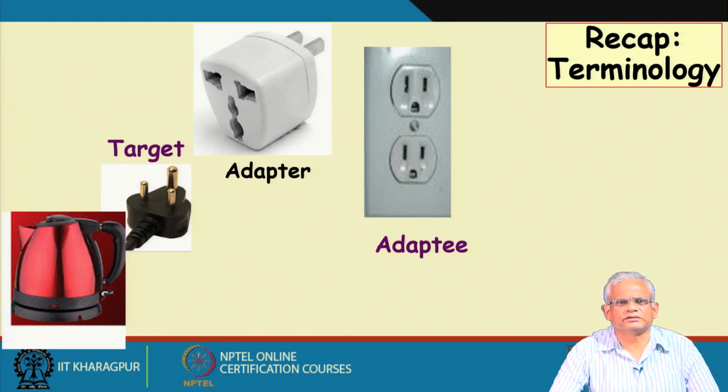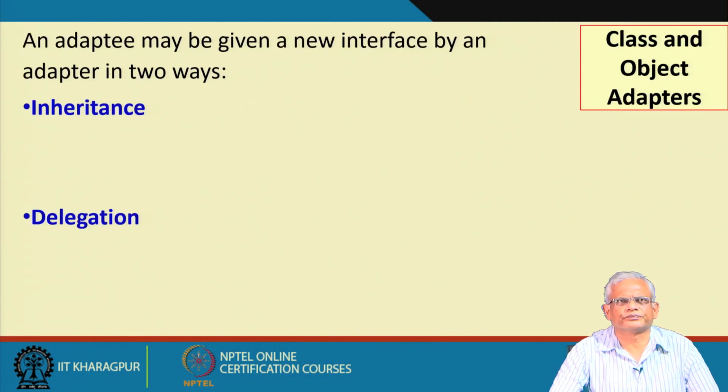Now, with this knowledge, let us look at the exact working of the adapter pattern. As we were saying, there are two main types of adapter pattern, one is the class adapter and the other is the object adapter. In the class adapter, inheritance is the main mechanism used. Here the adapter is a subclass of the adaptee, and also the adapter implements the target interface.